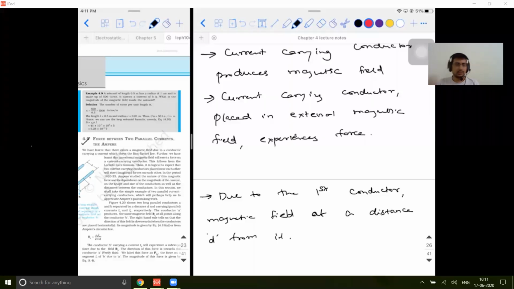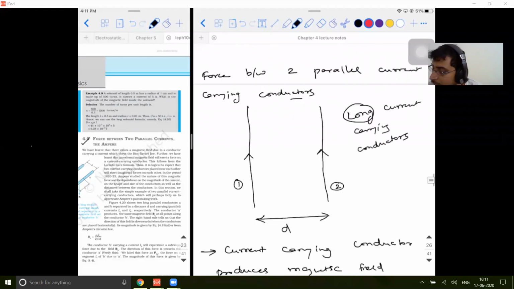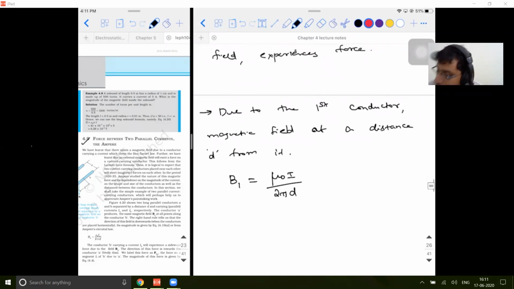You got it: mu naught I by 2 pi d. Very good. So the magnetic field due to the first conductor at a distance d is B1 equal to mu naught I divided by 2 pi d. One thing I will do is take the current in this conductor to be I1 and the current in this conductor to be I2. So B is equal to mu naught I1 divided by 2 pi d.